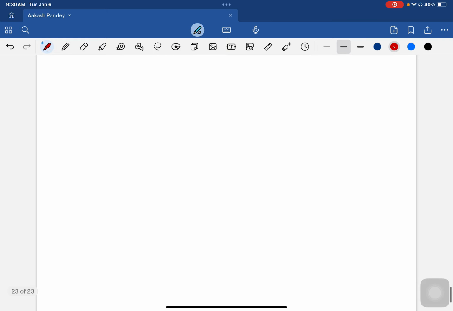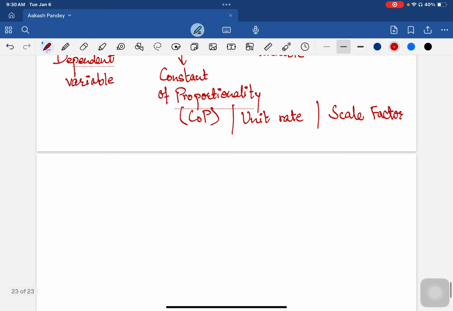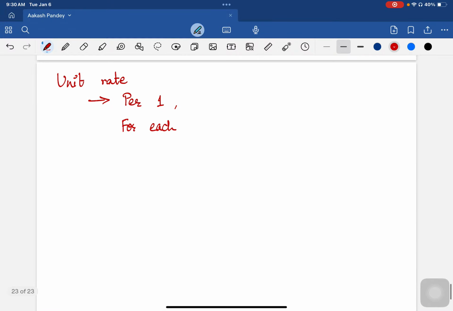Now, if we talk about unit rate, what do you mean by a unit rate? When you're talking about unit rate, it means per one, for every one, for each, right? For each. And when you're working with unit rate, it is easier to find unit rate for the independent variable.